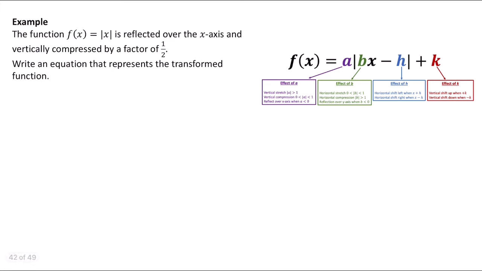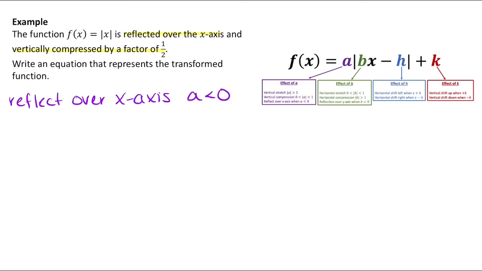All right, let's try this one. It says the absolute value of x is reflected over the x-axis and vertically compressed by a factor of 1/2. Write an equation that represents the transformed function. Okay, so we have reflected over the x-axis. What my study guide tells me is when it's reflected over the x-axis, that means my a is less than 0. So I need to have an a value that's less than 0.